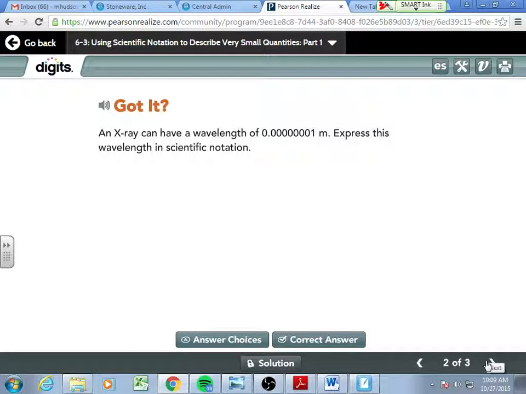Riley, what do you think? It said 1 times 10 to the -8th power. Agree or disagree? I agree. Agree. I'm going to check it. 1, 2, 3, 4, 5, 6, 7, 8 would get me back to where I want to be. Absolutely correct.